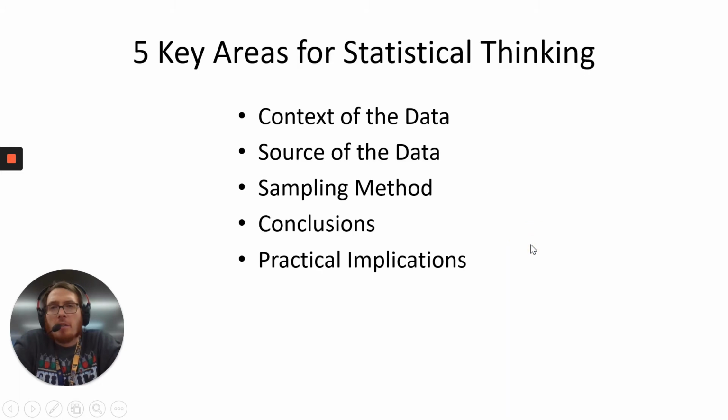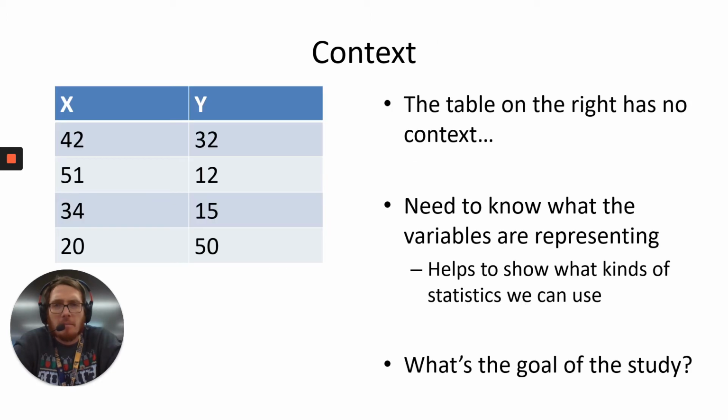All right, statistical thinking has 5 key areas, and we're just going to go through all 5 areas today for our lesson. They are context of the data, source of the data, sampling method, conclusion, and practical implications. So what we need to start doing is thinking like a statistician and deal with these 5 categories in order to understand what we're dealing with when it comes to statistical thinking.